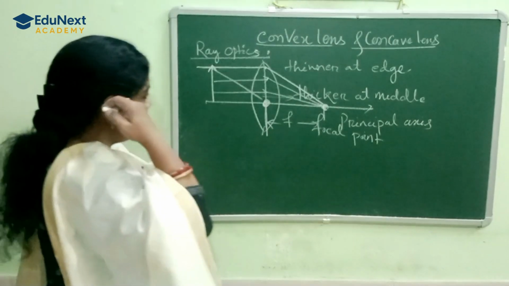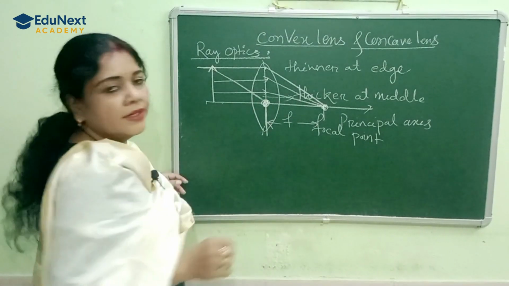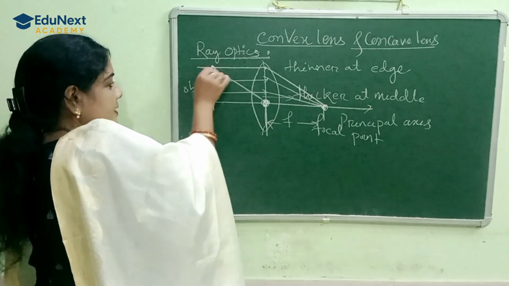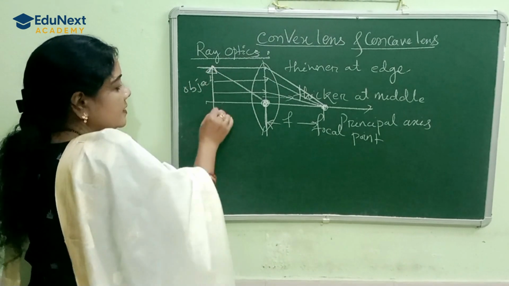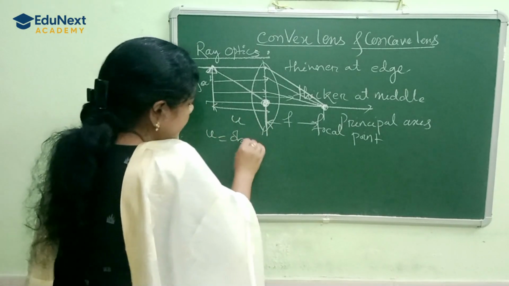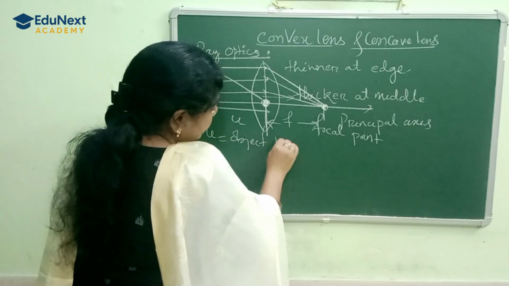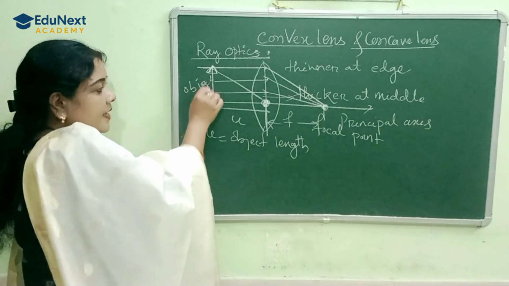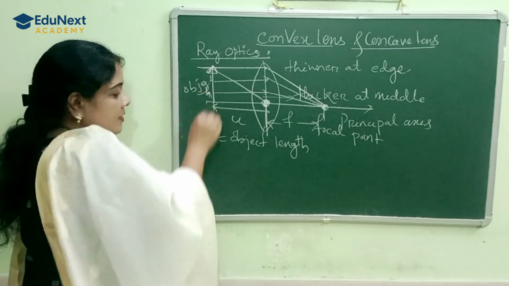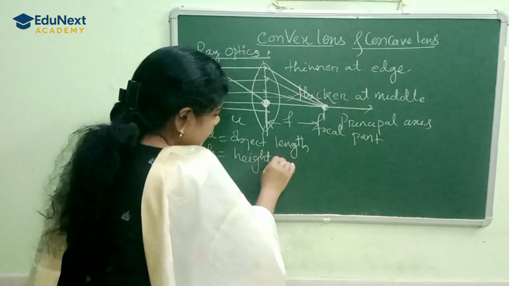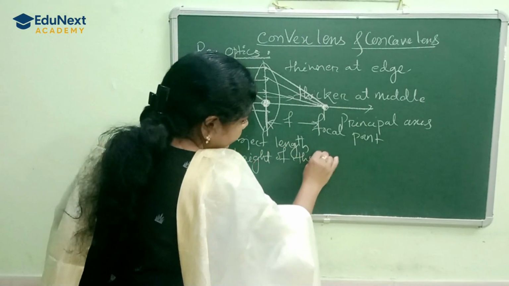Now see, from the center of this lens to the object, this is the object. This is known as, for example, u, where u is the object length, and let h be the height of the object.